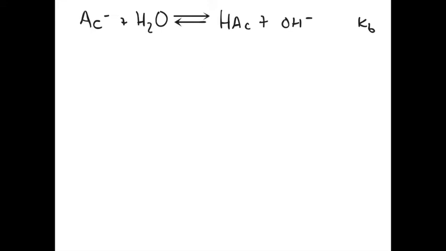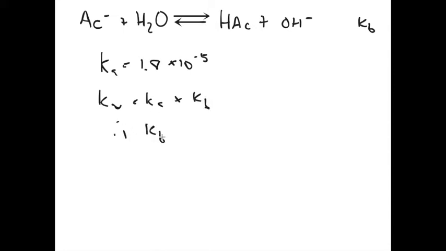The problem, though, is we don't know the Kb for acetate or for acetic acid. We do, though, know that the Ka from the back of our book or from a previous question is 1.8 times 10 to the negative 5. This is important because we also know that Kw equals Ka times Kb. Therefore, the Kb for acetic acid can be calculated as 5.6 times 10 to the negative 10.